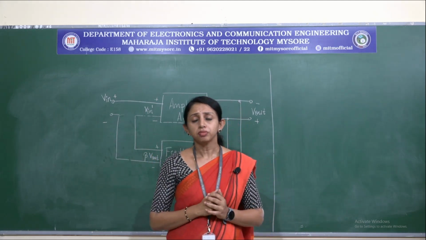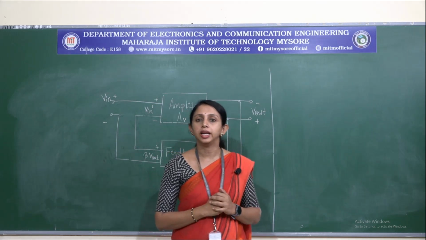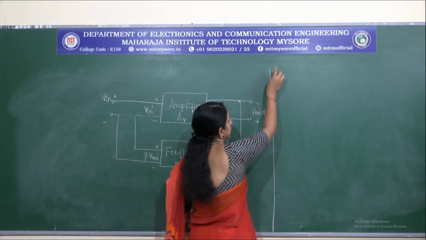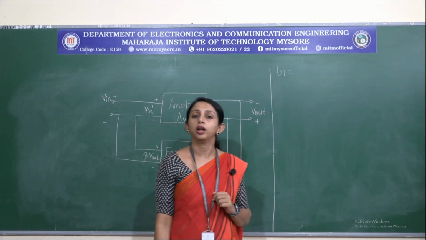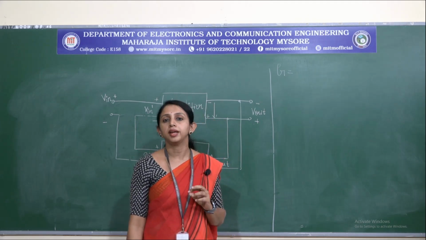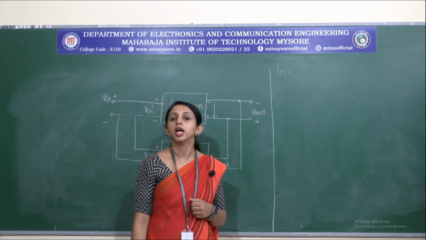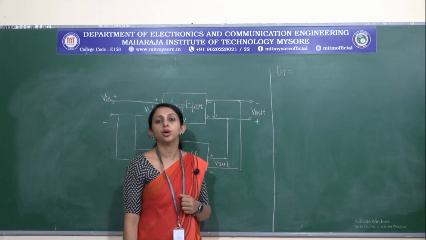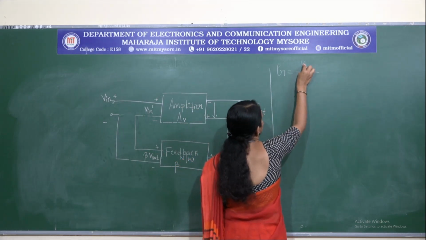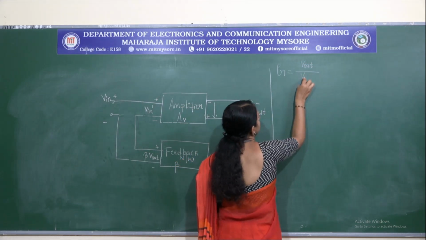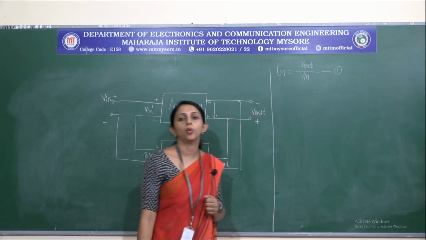Every time we go for an overall gain, we denote it with capital G. It may be a normal gain or an overall gain, and it is always a ratio of output to input. Here I'll take the ratio of output voltage to input voltage. So I'll write G as Vout divided by Vin, and call this equation number 1.